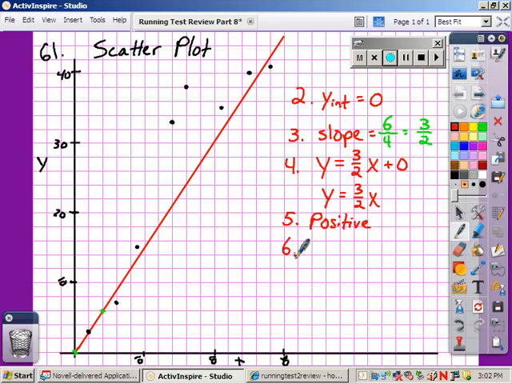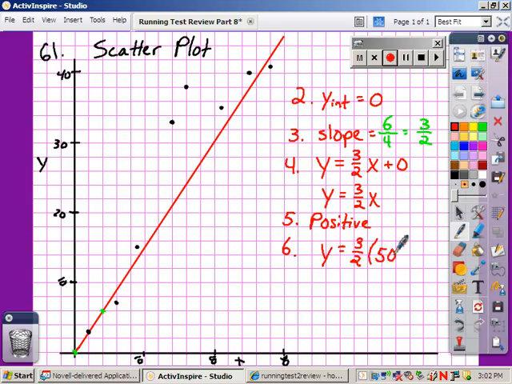Finally, number 6 says, predict a value for x equals 50. When it says predict, it means don't use your graph. It doesn't mean look at a data point. It means look at your equation and see what happens. Now that you have this equation, what would happen if x were 50? So you're using your equation to determine a value.